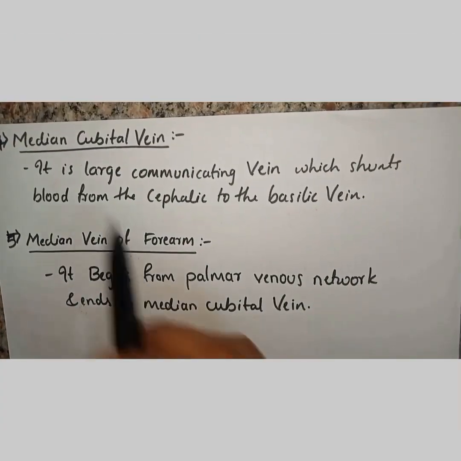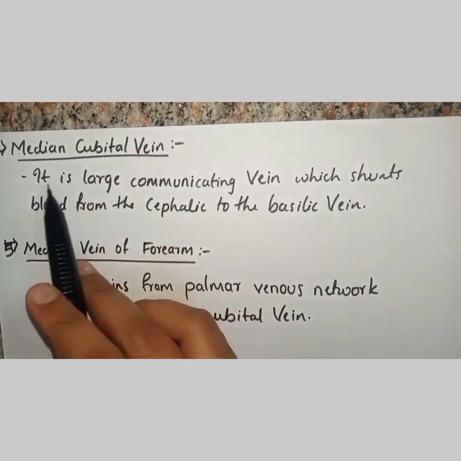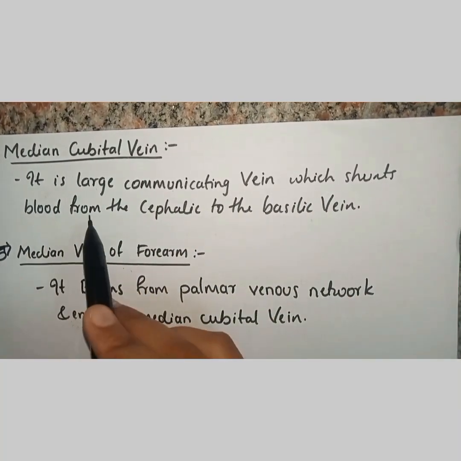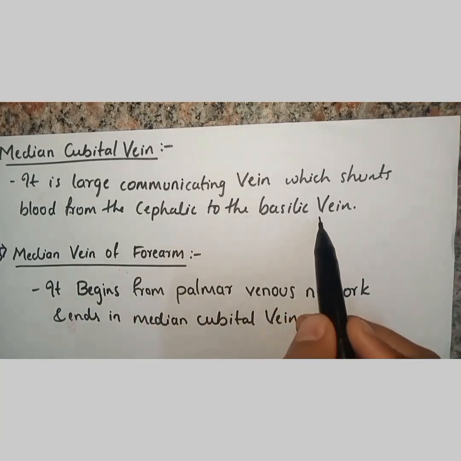Now let's discuss the median cubital vein. It is a large communicating vein which shunts blood from the cephalic to the basilic vein.